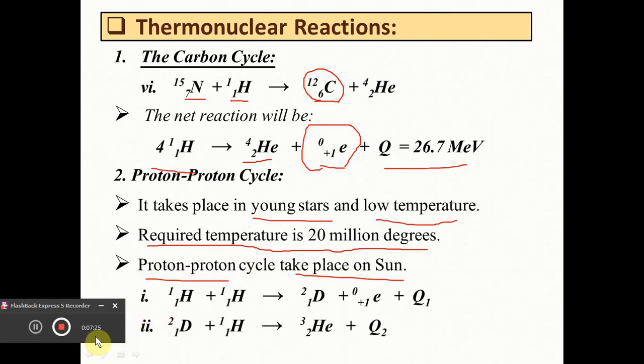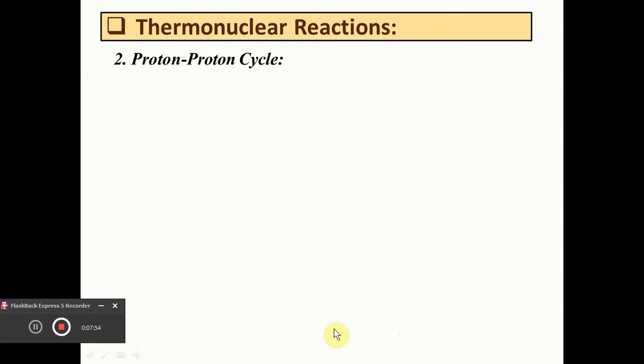If you talk about the proton-proton cycle, this also takes place in a number of steps. In the first step, two hydrogen nuclei combine with one another and give the formation of deuterium with the liberation of a positron and some amount of energy indicated by Q1. This deuterium, which is an isotope of hydrogen, again combines with a hydrogen nucleus, and it gives the formation of helium with the liberation of Q2 amount of energy.